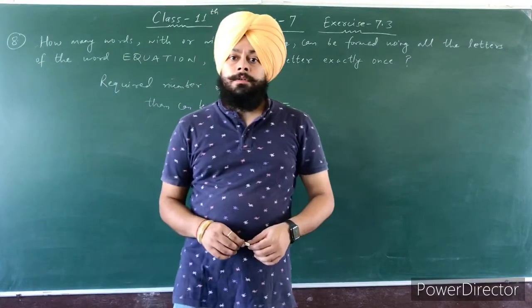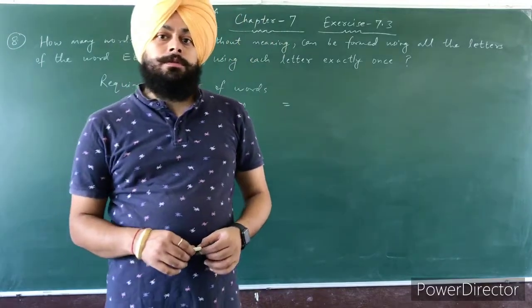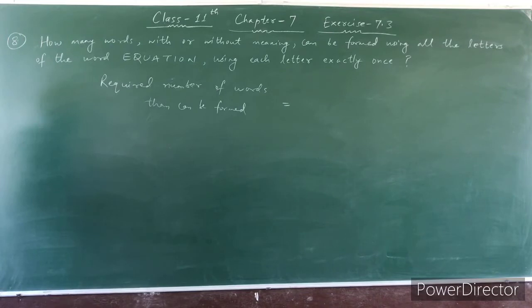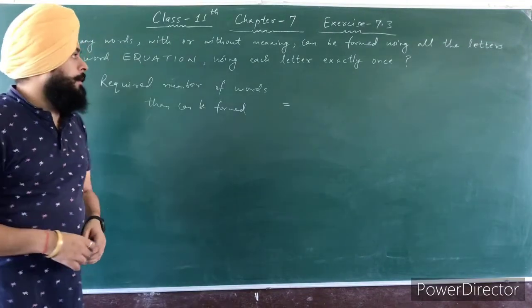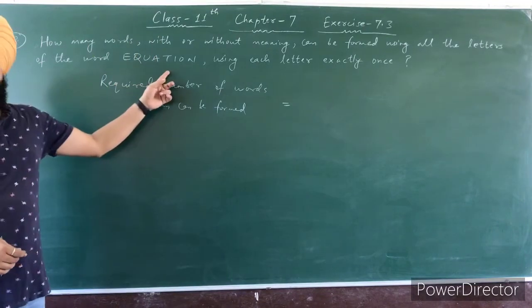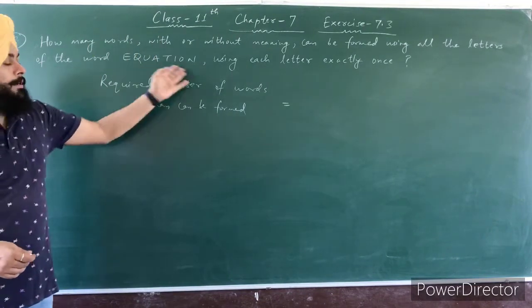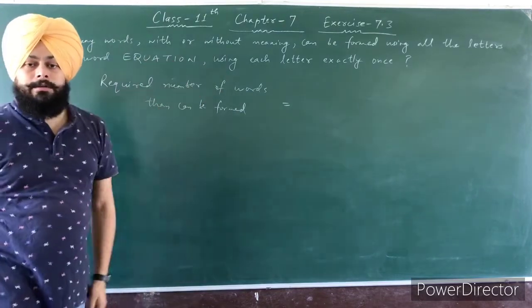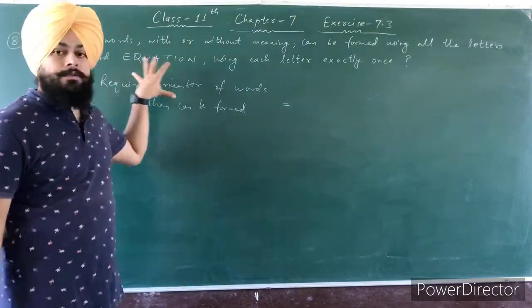Good morning students. Today we will do our next question, question number 8 of exercise 7.3. The question is: how many words, with or without meaning, can be formed using all the letters of the word EQUATION? So in this word there are how many letters? 1, 2, 3, 4, 5, 6, 7 and 8. So there are a total of 8 letters in the word EQUATION.